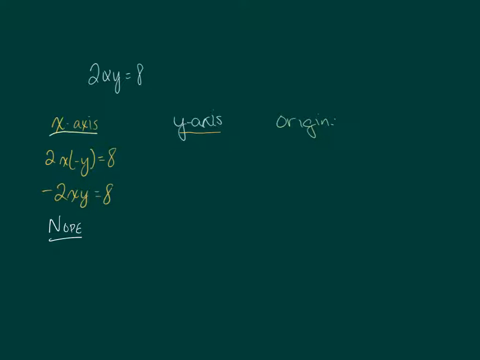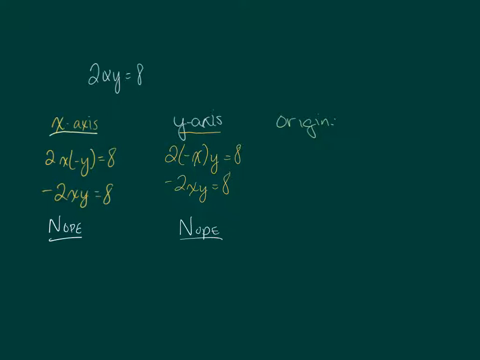For the y-axis, you plug in a negative x value. So we would have 2 times negative x, y equals 8. Kind of the same thing that happened with the x-axis. It'll still be negative 2xy equals 8, which does not match your original equation. So that's another non-symmetric answer.